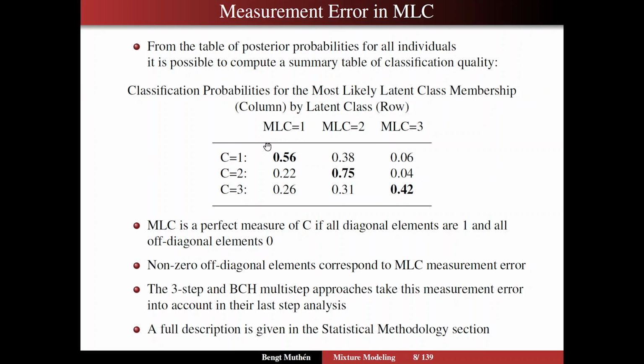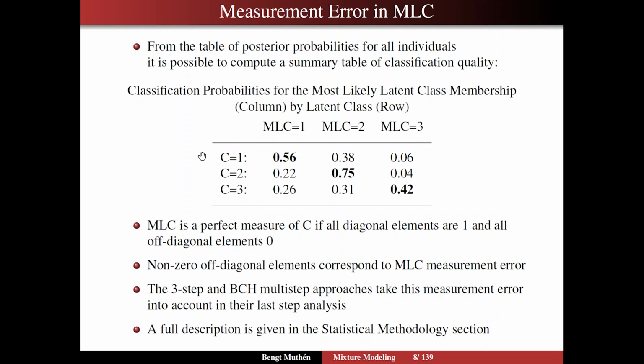Now, what we're looking at here is a table where the rows correspond to the latent classes of the latent class variable C, and the columns correspond to the observed most likely class variable. Both of these variables are nominal variables, that is, unordered categorical variables. But here C, representing the rows, corresponds to the true status of a person, and the columns correspond to the observed counterpart, which may be measured with error.